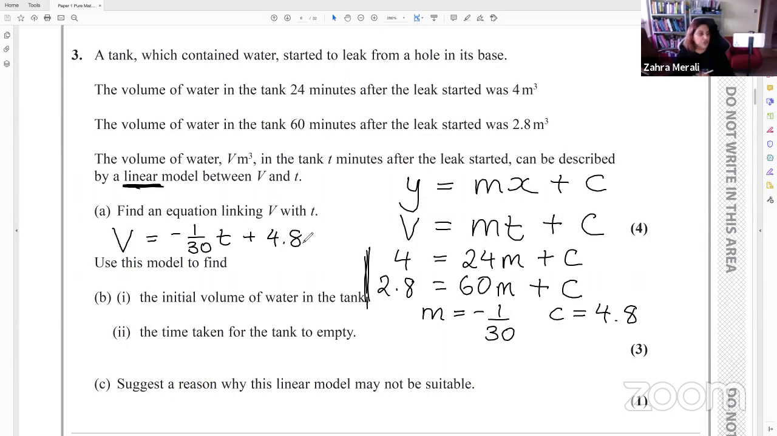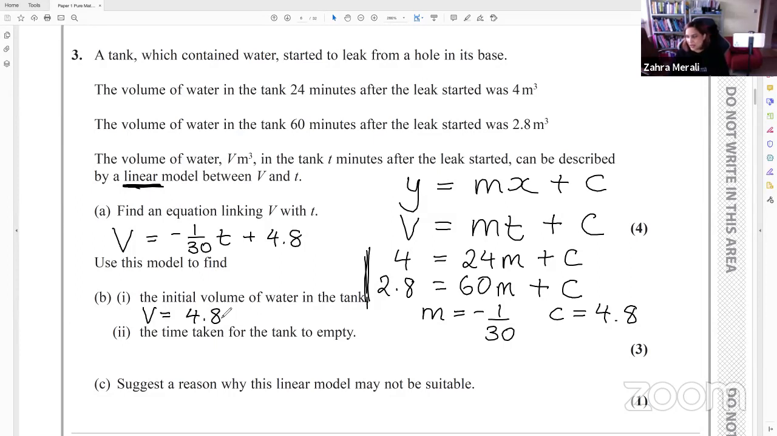Okay, it says use this model to find the initial volume. You see the word initial, your brain's going to go, okay, that's the starting, so that's when t is 0. So if I make t equal to 0, I can straight away see that the volume is 4.8, because minus 1 over 30 times 0 plus 4.8 will give you 4.8.